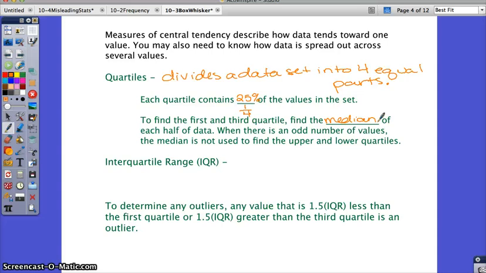The interquartile range, and you might see this as IQR. We have seen questions like this on the PSSAs and the Keystones, so you're going to want to remember IQR is interquartile range. All that is the difference between quartile 1 and quartile 3.